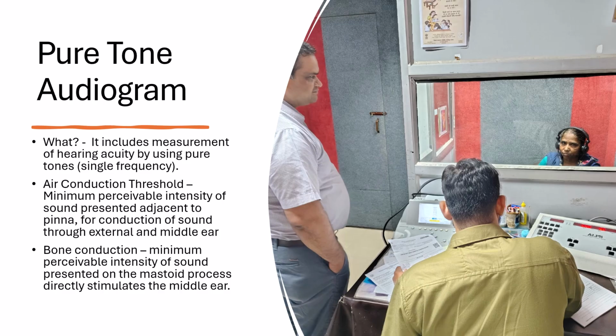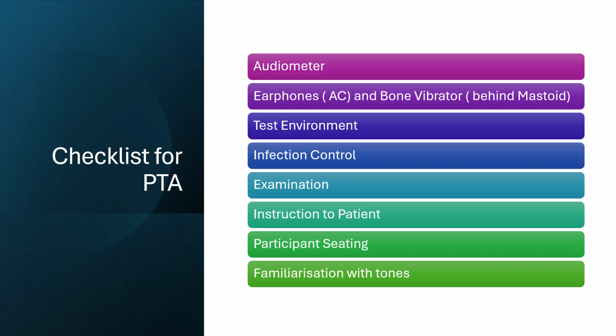If both pathways show similar thresholds and the hearing is impaired, it suggests a sensory neural problem. But if air conduction is worse than bone conduction, it hints at a conductive loss. So let's go to the next slide.